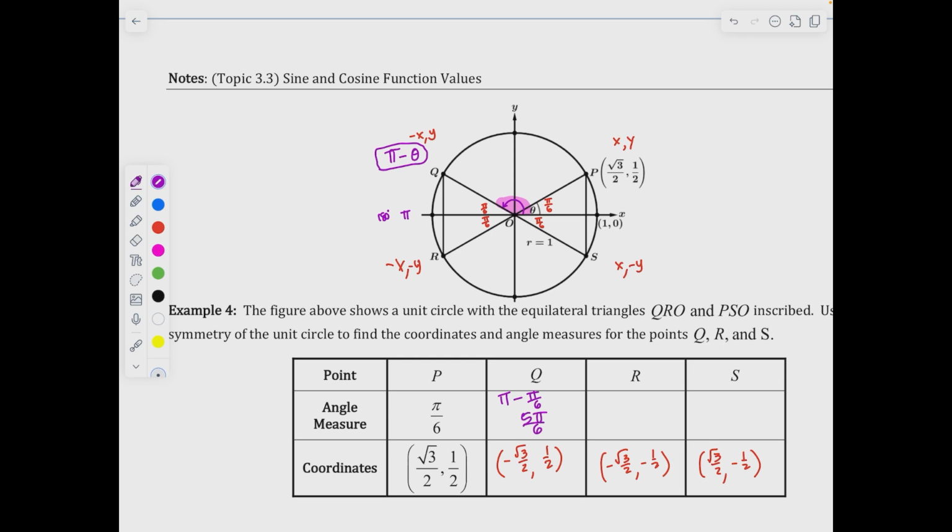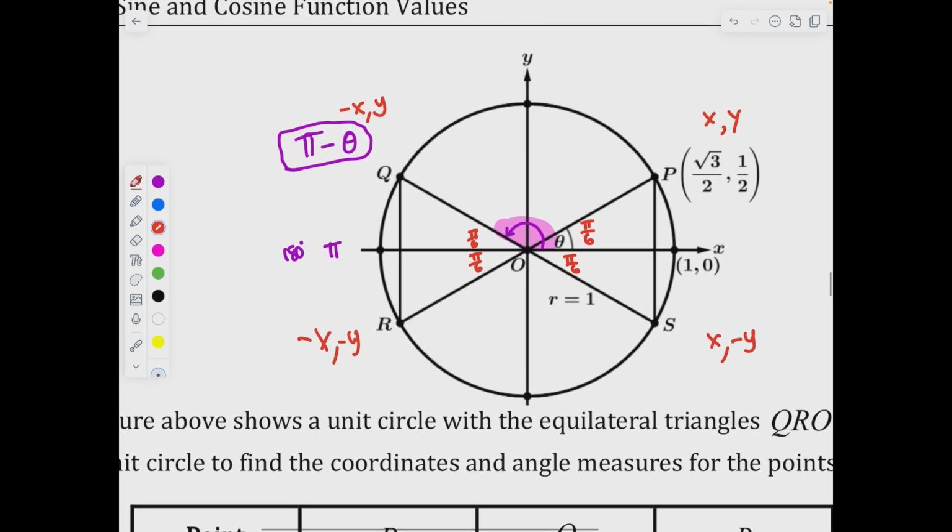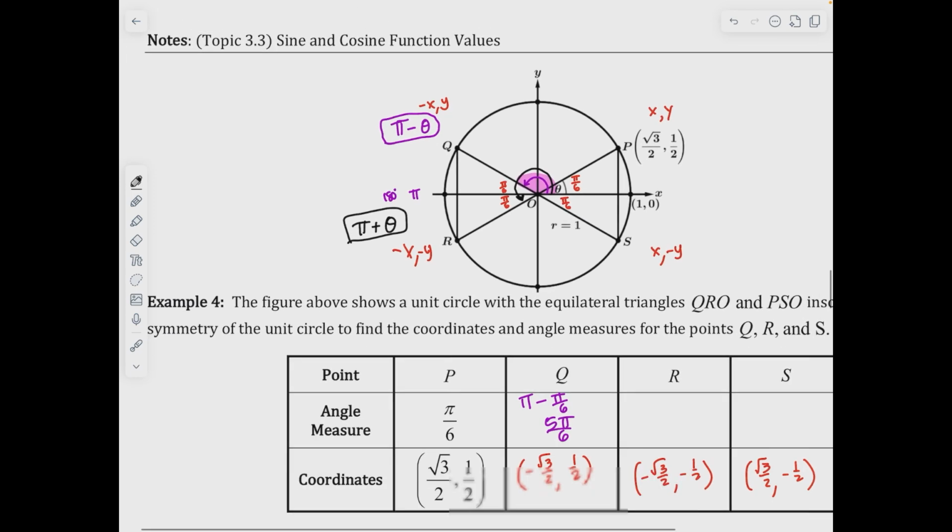In quadrant number 3, I want to go from standard position and include all of these things here. So this angle in quadrant number 3 is going to be pi plus theta. So pi plus pi over 6 leaves me with 7 pi over 6.